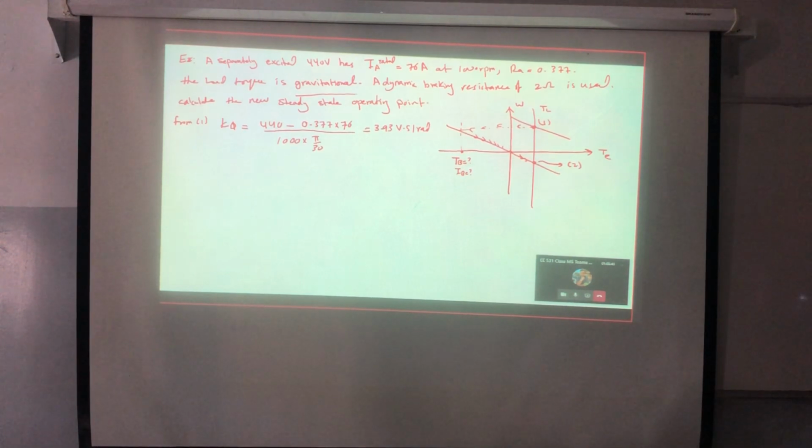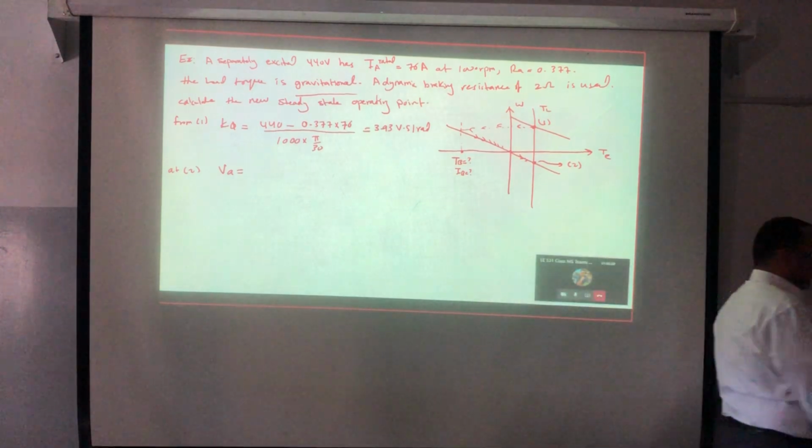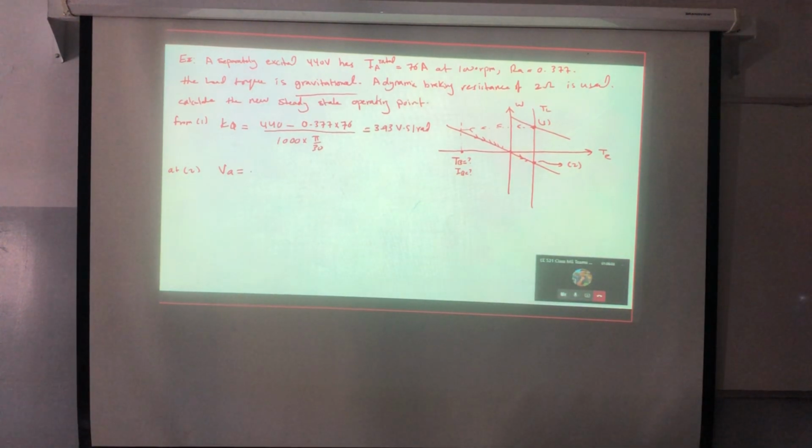At which point are we calculating now? Point 2 or point 1? Let's go to point 2. At point 2, VA equals what? 0, then we keep braking. So VA equals 0. And you know that VA is equal to EA plus IA RA, and it is equal to 0. We don't need to put the braking resistor here.